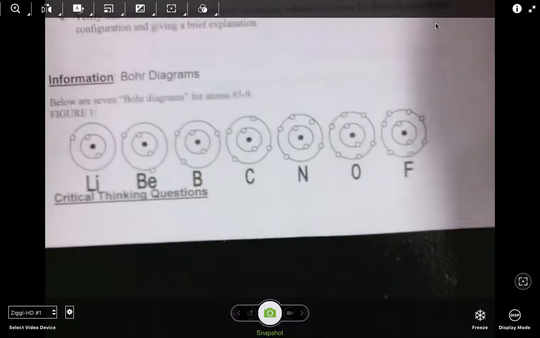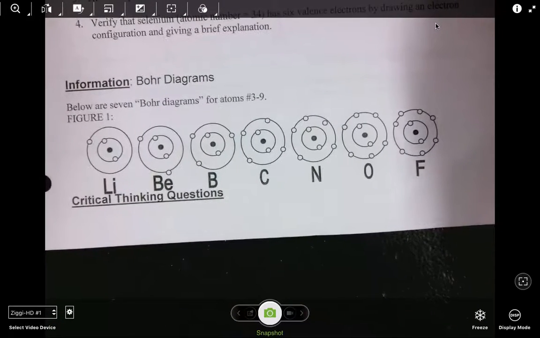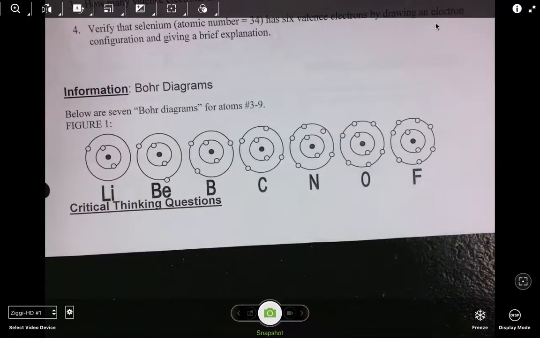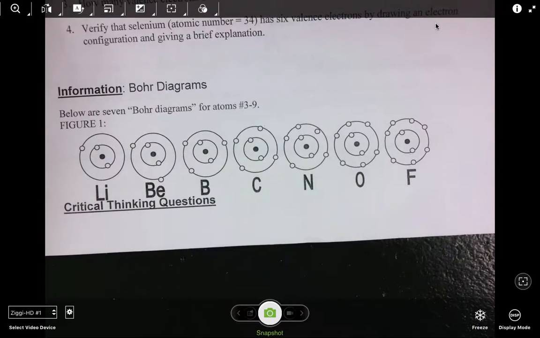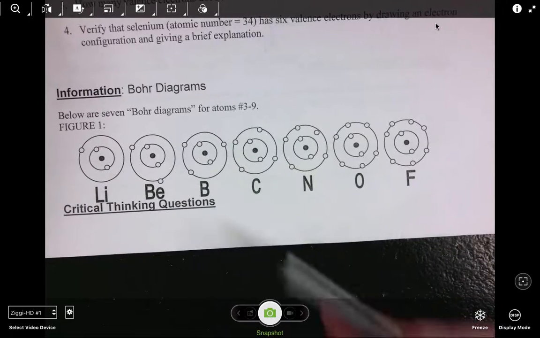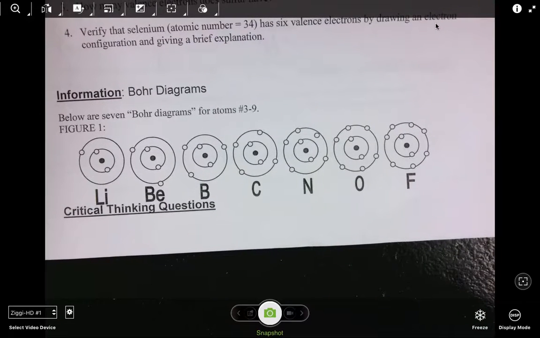So next we have some information on board diagrams. These are all the board diagrams for the second period or row on the periodic table, elements 3 through 9. We use these board diagrams to answer questions 5, 6, and 7.